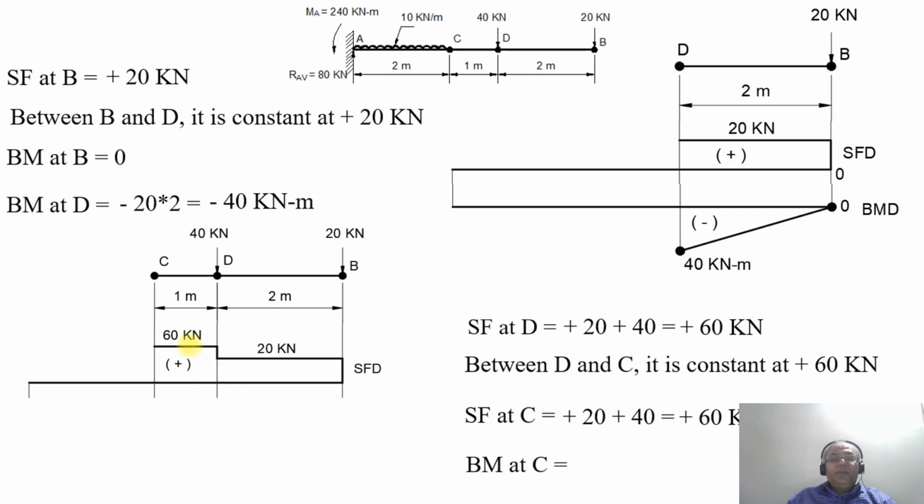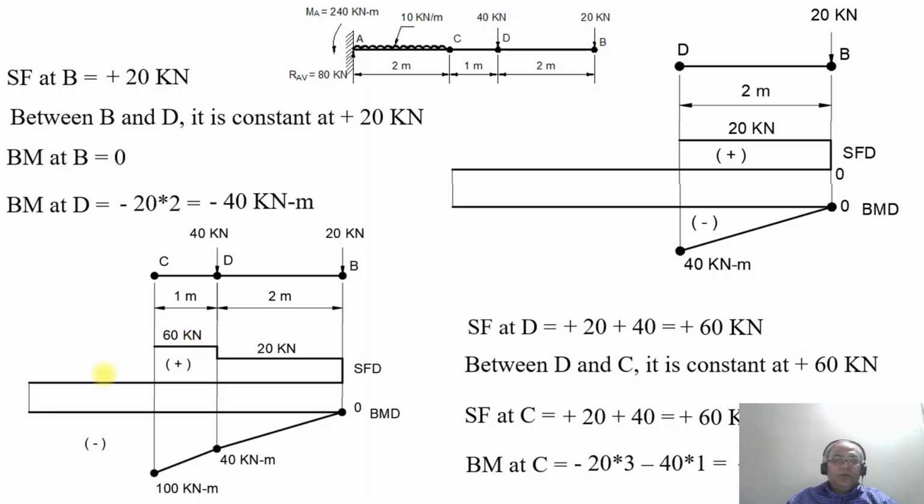Now we will consider the bending moment at the point C. That will be equal to minus 20 into 3 minus 40 into 1, so you will get minus 100 kilonewton meter. This is how, at point B, it is 0, which is already taken. At the point D, it will be minus 40, and at the point C, you will get minus 100. All these points are joined by means of a linear line because it's a point load.